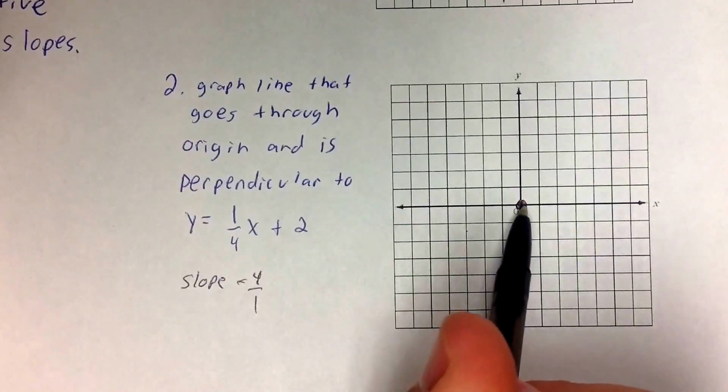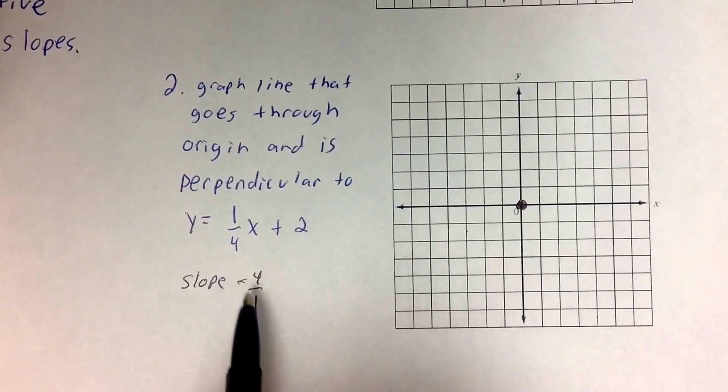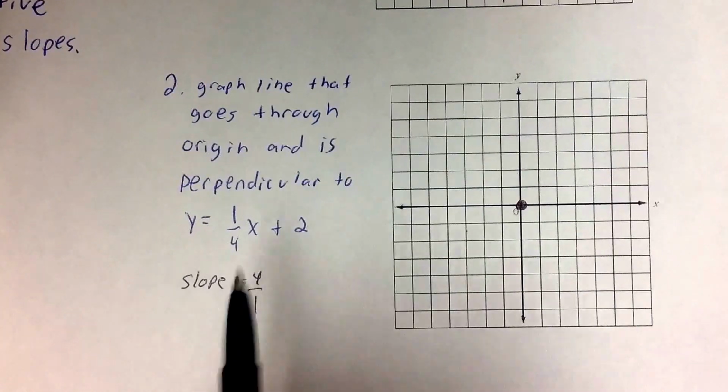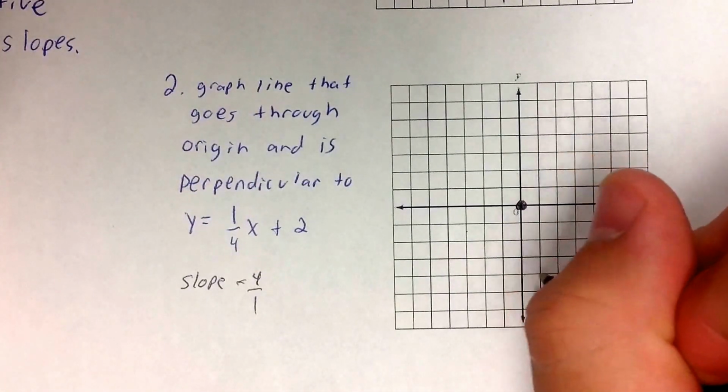So now I'm going to use my point, and then this is rise over run, so since it's negative, I'm going to go down 4, 1, 2, 3, 4, and to the right 1.